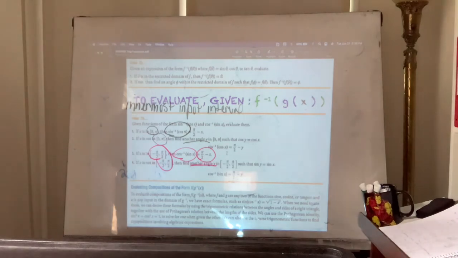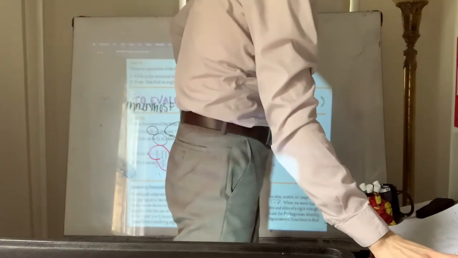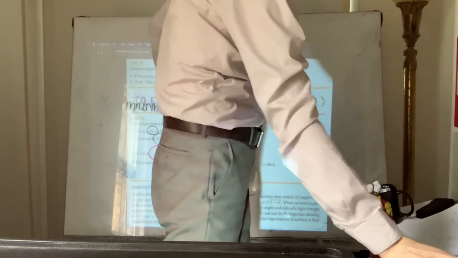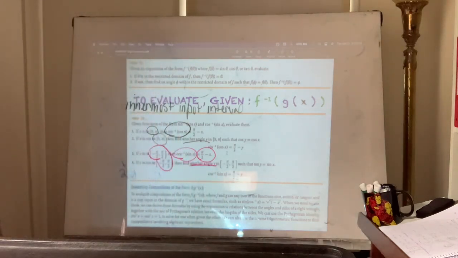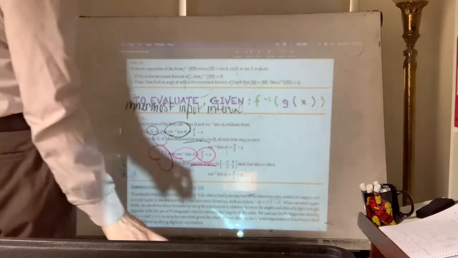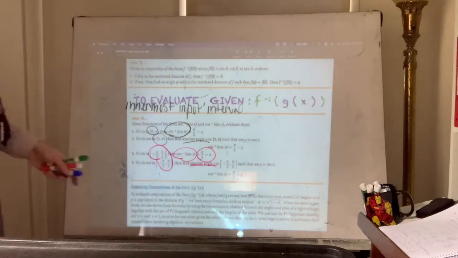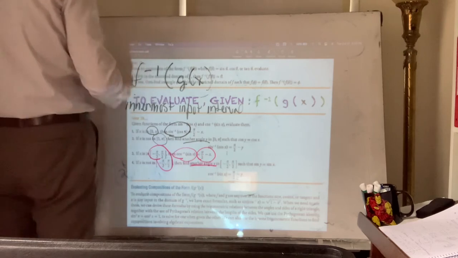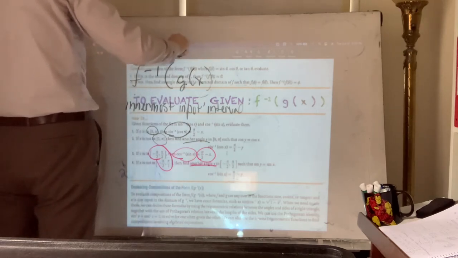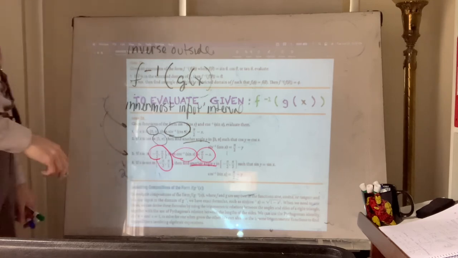Okay. So let's see. We'll do two of these. Well, I'm going to get to this point eventually, too. In fact, I might as well just tell you now. To evaluate a composite of these types, the inverse on the outside, you're paying attention to this part of this reference here.